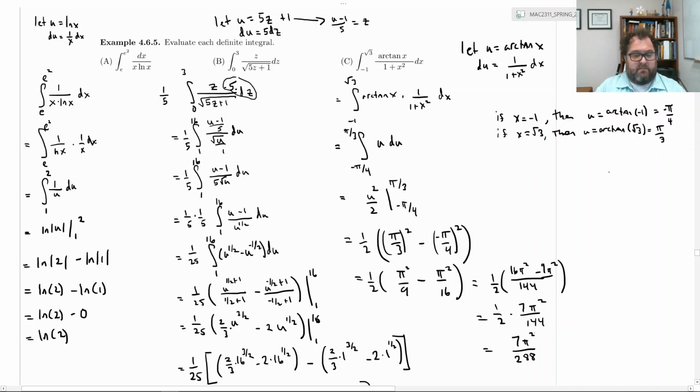7 divided by 288. I'm not sure. Does it simplify? Nope. So there we go. Nice. What is that approximately? It's approximately 7 pi squared divided by 288. It's approximately like 0.23.